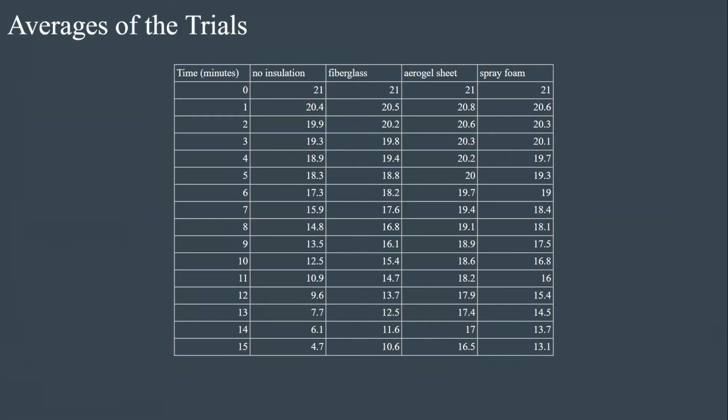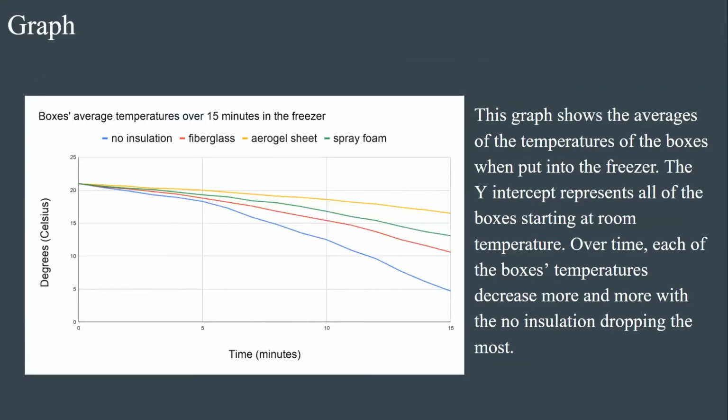And for the averages of the trials, we took the averages of trials 1, 2, and 3, and we put them all together into one table. And we used those averages to make a graph, and this graph shows the averages of the temperatures of the boxes when put into the freezer. The y-intercept shows how each of the boxes started at room temperature, and over time, each of the boxes' temperatures decreased more and more, with the no insulation dropping the most.